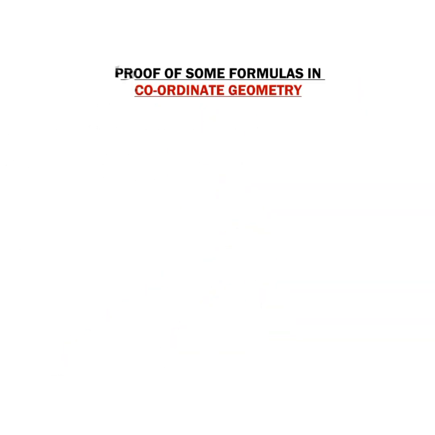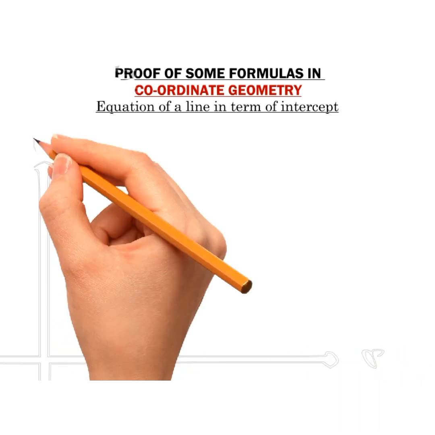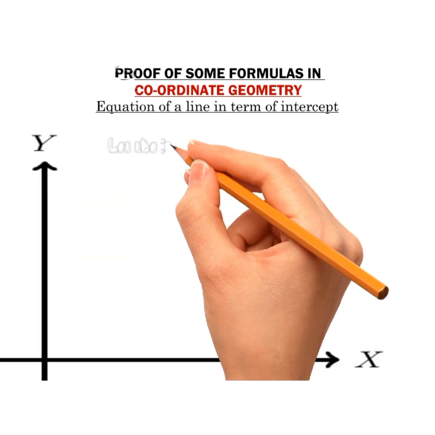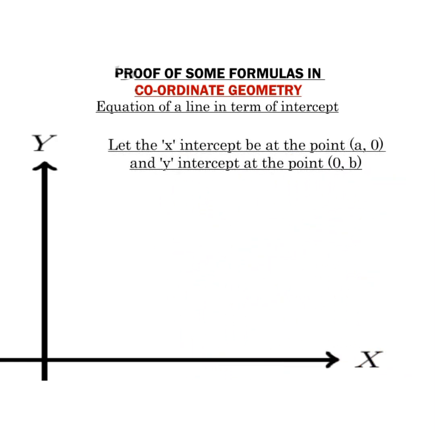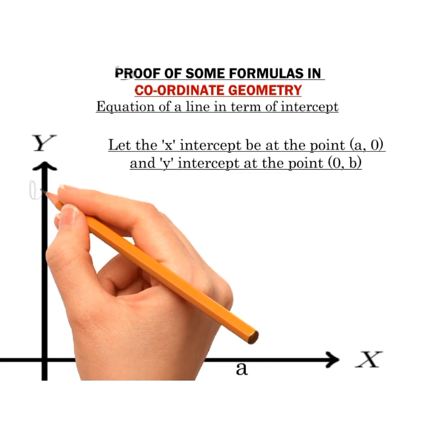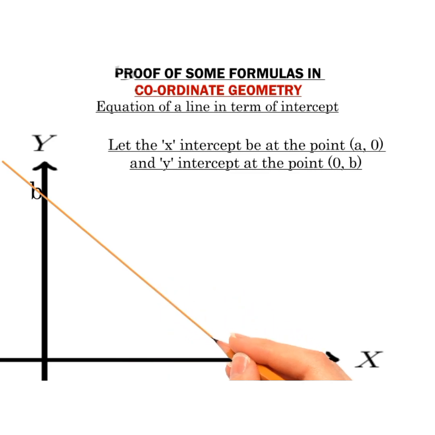We know that the equation of a line can be expressed in the form y equals mx plus c. M is the gradient while c is the intercept. Also, the equation of a line can be expressed in terms of intercepts. The x-intercept is the point on the x-axis where the line cuts the axis, while the y-intercept is the point on the y-axis where the line cuts the y-axis. We want to generate the equation of a line in terms of these points.